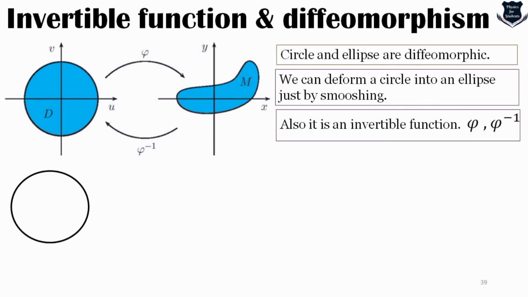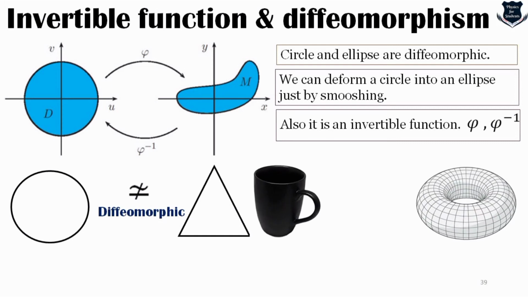So for example, a circle and a triangle are not diffeomorphic. Why? Because the triangle has sharp edges, right? With diffeomorphism, we cannot. So let us consider, for example, a mug and a torus. A mug and a torus are homeomorphic, but they are not diffeomorphic, because the handle of the mug is not adjusted in such a way that it could be differentiable. Or you can say, for example, a cube and a sphere are homeomorphic but not diffeomorphic.